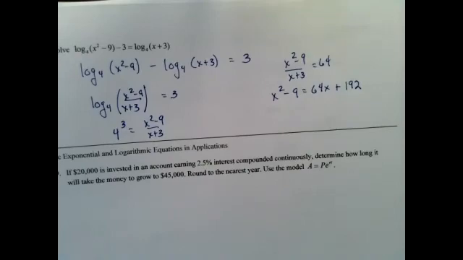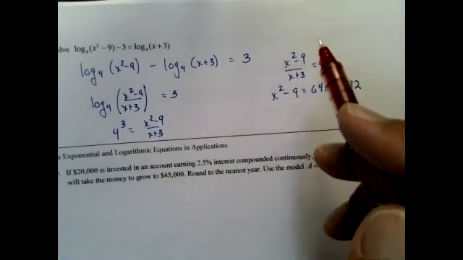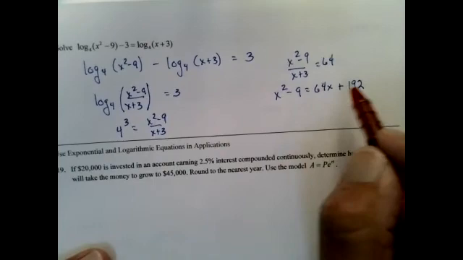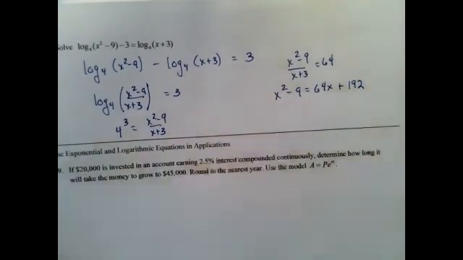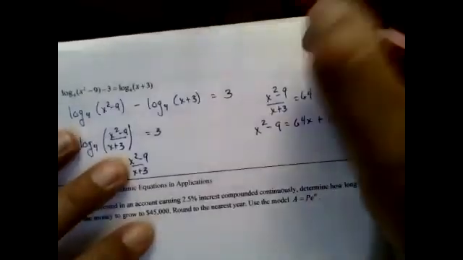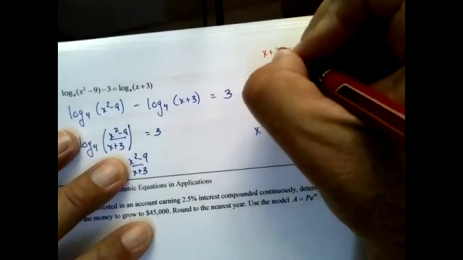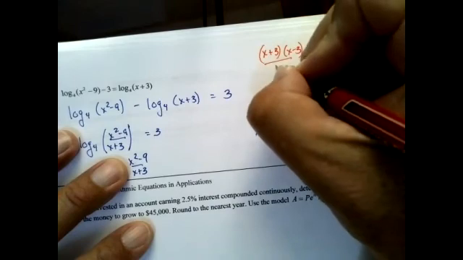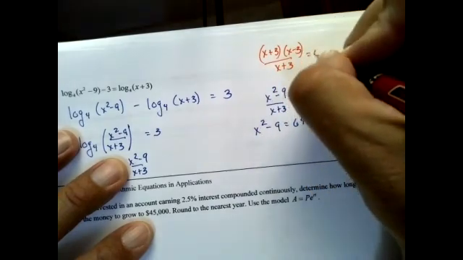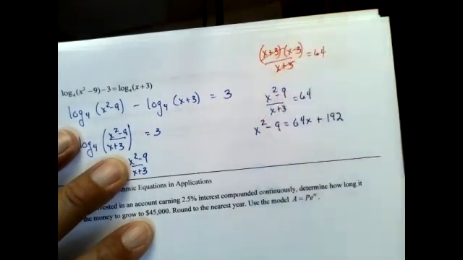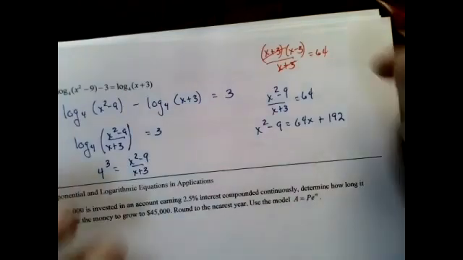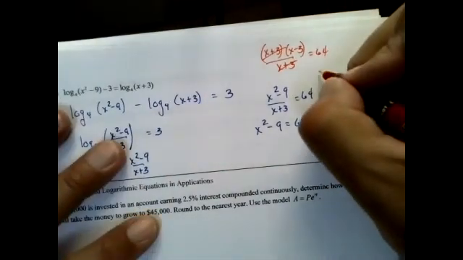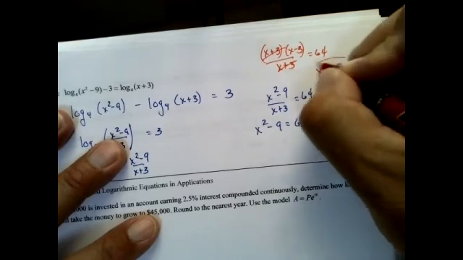What would you like to do? Go ahead. What would you like to do to it? Yeah, just factorize x squared minus 9 to (x plus 3)(x minus 3). We absolutely can. And here's what Radhika is saying. Can we make this (x plus 3)(x minus 3) over (x plus 3), and then cancel? And we can. And in doing so, we get x minus 3 equals 64 or x equals 67.